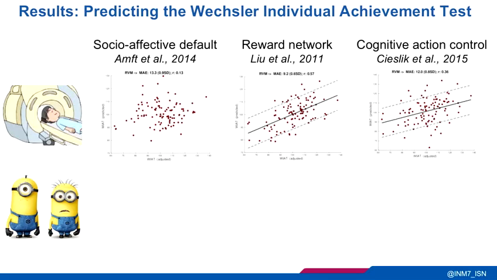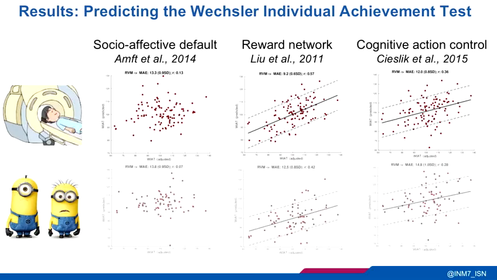And here I show you the first results. So this is from the resting state data, and we see that the performance in the Wechsler Individual Achievement Test, or cognitive test, cannot be predicted by the default mode network. It can be predicted quite well from the reward network and the cognitive network.